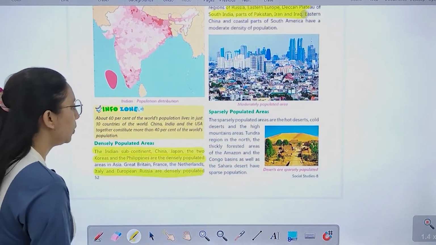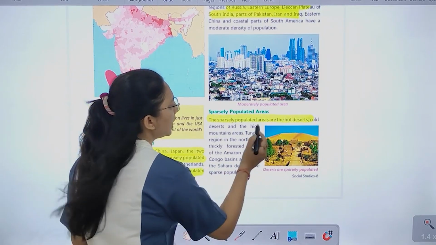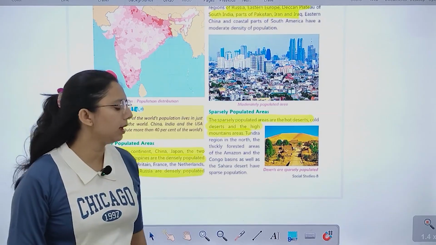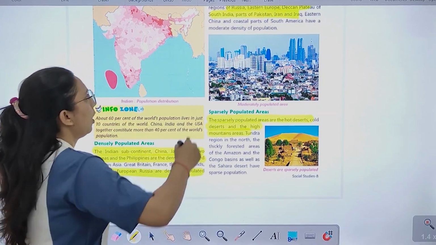Now what are sparsely populated areas? Sparsely populated areas are the hot desert, cold desert and high mountain areas. The Tundra region in the north, and thickly forested areas like the Amazon and Congo basin.